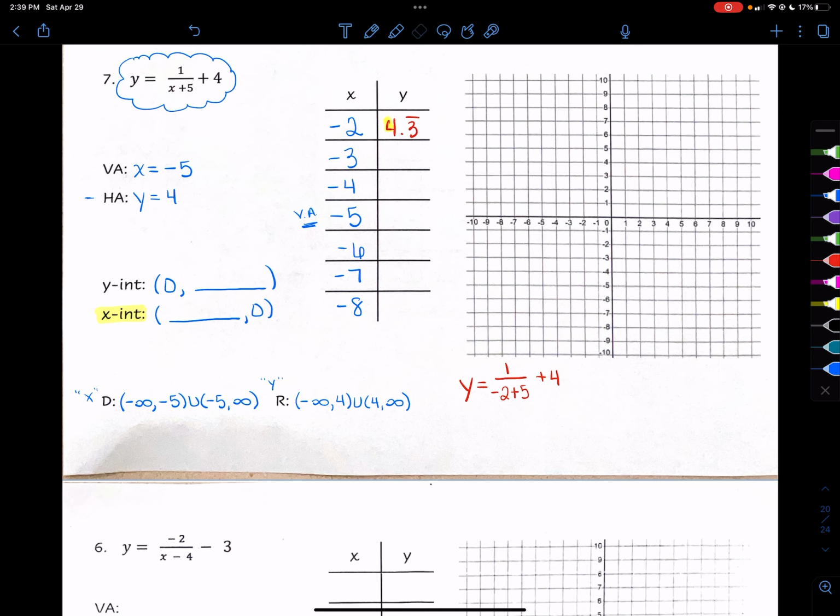Then we said, okay, let's do that again, but this time instead of -2, let's use the next x value that we have. We erased that -2, and replaced it with -3. We did 1 over -3 plus 5, and then added 4 to that value, and we've got 4.5.